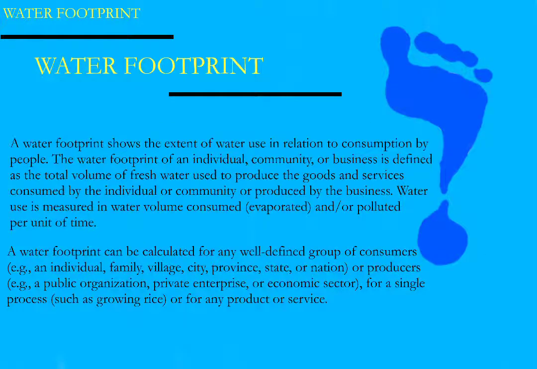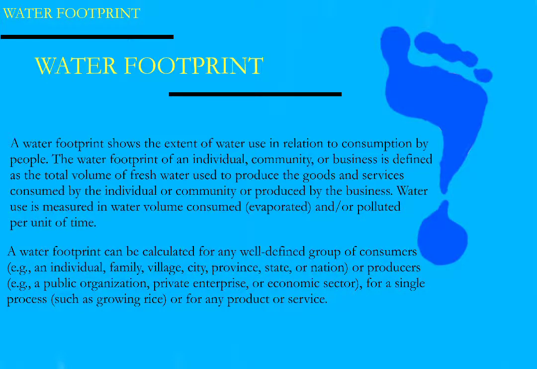Next is water footprint. A water footprint shows the extent of water use in relation to consumption by people. The water footprint of an individual, community, or business is defined as the total volume of fresh water used to produce the goods and services consumed by the individual or community or produced by the business. Water use is measured in water volume consumed and or polluted per unit of time. A water footprint can be calculated for any well-defined group of consumers, for example, an individual, family, village, city, province, state, or nation, or producers, such as public organization, public enterprise, or economic sector, for a single process, for any product or service.